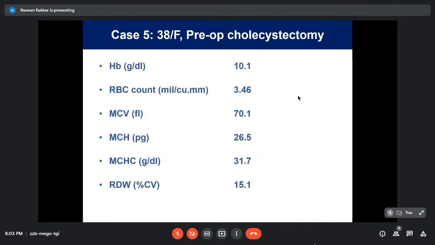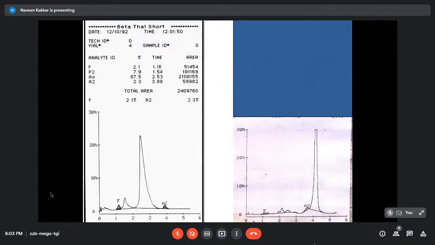Case 5, this is a 38-year-old lady, pre-op cholecystectomy. We did the CBC and found microcytosis. For an MCV of 70, RDW is not much raised, so we don't know the cause of this microcytosis. The gross abnormalities are a low MCV and low hemoglobin. What do we have here? That's normal for comparison. And now if you see your A, which was between about 2 to 3, it's almost down to the base. A is gone, A2 is there, and you have a new peak there.